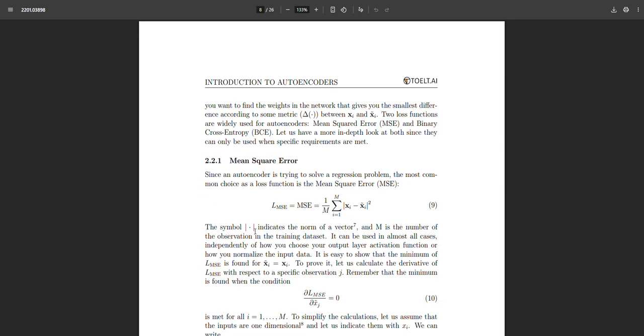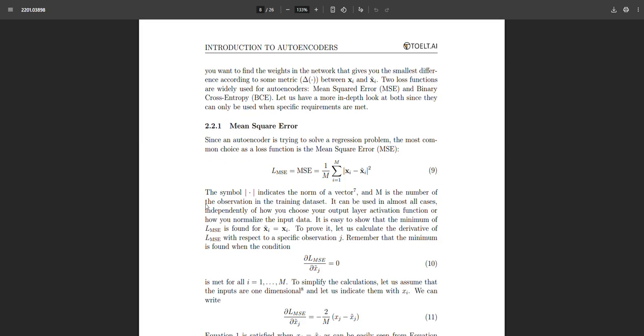First, we start with mean squared error or MSE. Since an autoencoder is fundamentally trying to solve a regression problem, predicting a continuous output xi bar that matches the continuous input xi, the most common choice for the loss function is the mean squared error or MSE. You can see the formula for mean squared error here in equation 9. Here, M is the number of observations and the symbol dot indicates the norm of a vector, which is essentially the length between the input and reconstructed output.